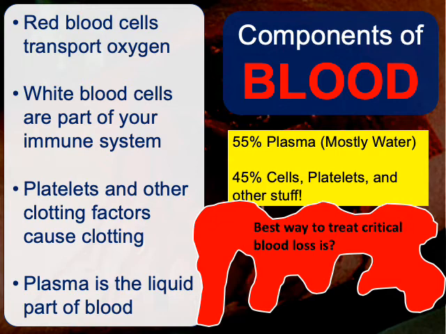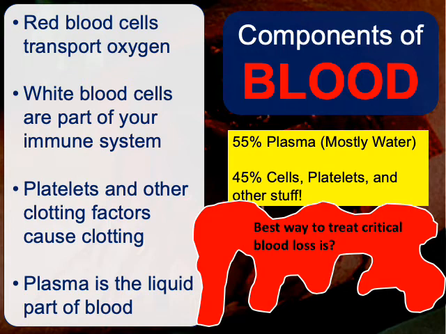So like I mentioned before, there's four basic components of blood. Red blood cells transport oxygen. White blood cells are our immune system. They fight infection. Platelets, they clot. So if you cut yourself, they create those clots and those scabs that you see. Plasma, like I mentioned before, is the liquid that everything floats in, essentially. Your blood is mostly plasma, mostly water, and the rest of it is all the other things that float in there.